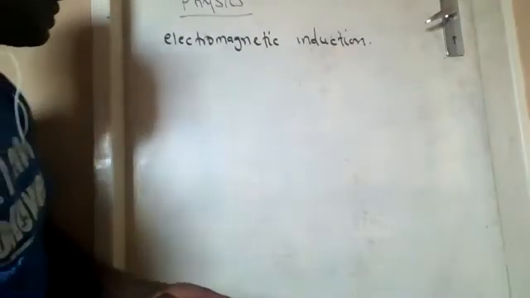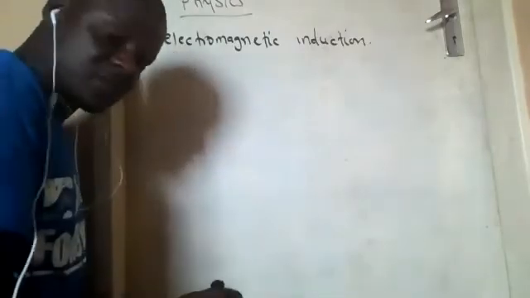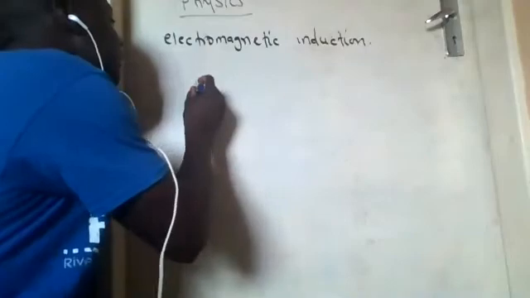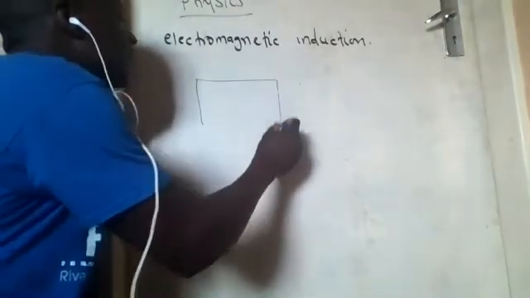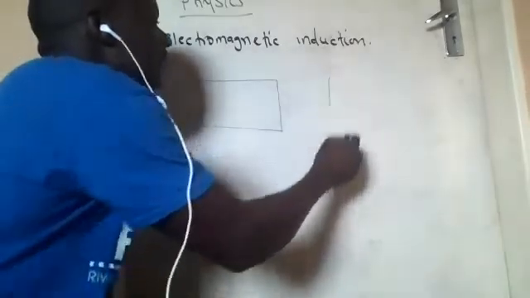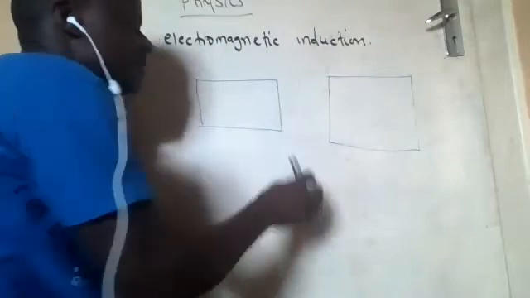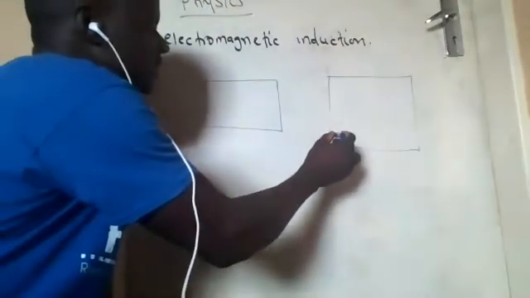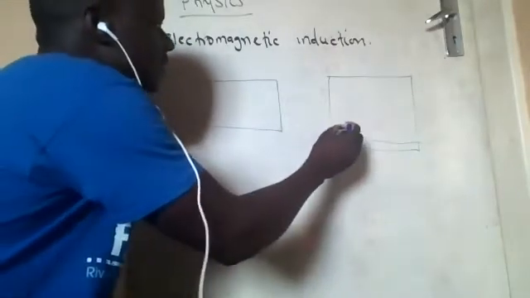Now, for the production of electricity, the rough diagrammatic representation they use is when you have two magnets. We have this magnet here, this magnet here. These two strong magnets are brought together with a bit of space left in between. So that is what we'll be looking at now.